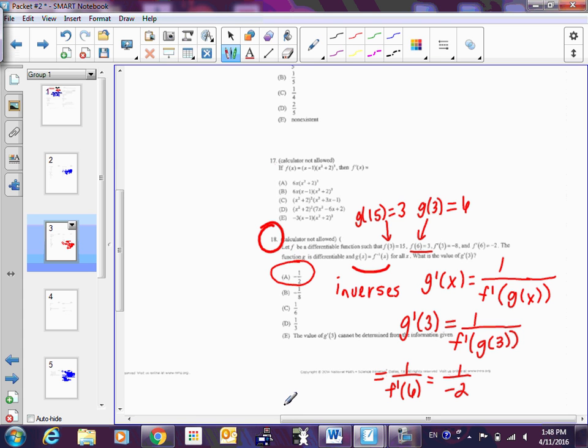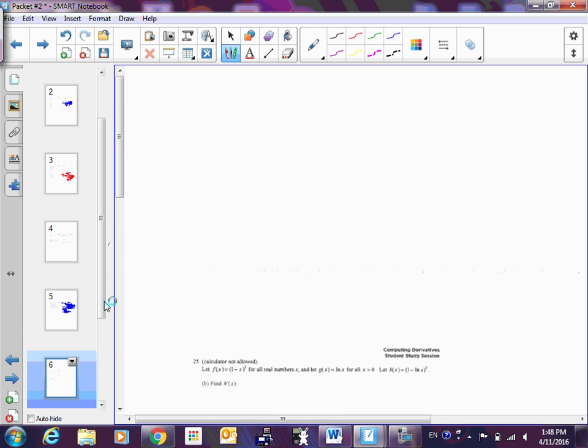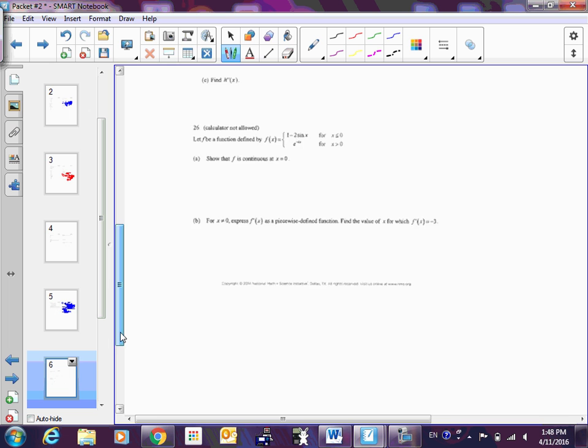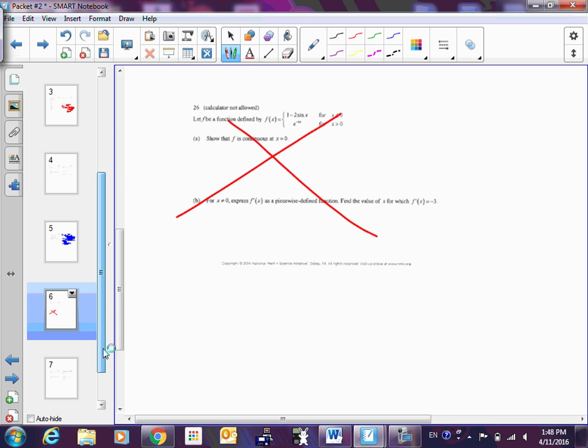Okay, so those are kind of weird problems. And again, not very common at all. There's really only one other inverse derivative problem on this packet. And you'll get to do that one on your own. Okay, already kind of mentioned this, but 26, this was on our other packet exactly. So we're going to skip that one because we already did it.